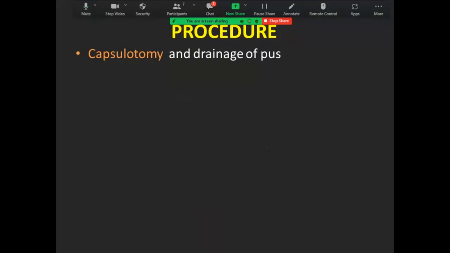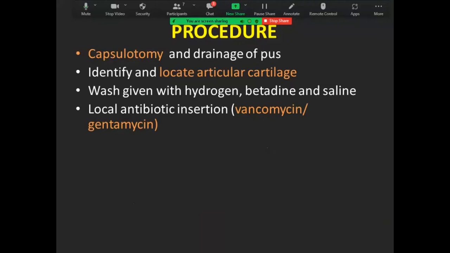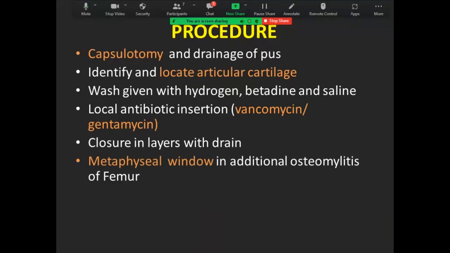Capsulotomy and drainage of pus is done. Identify and locate the articular cartilage. A wash is given with hydrogen peroxide, betadine, and saline. A local antibiotic you may or may not put; that is controversial. And we can close the wound in layers. A metaphyseal window is added in cases of osteomyelitis.